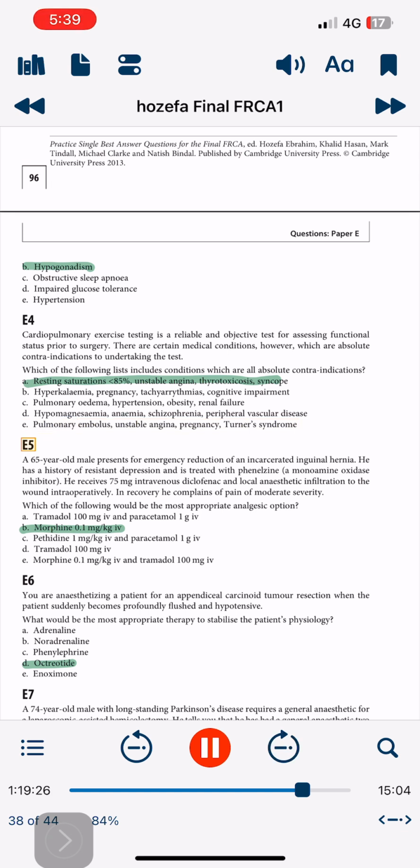E5. A 65-year-old male presents for emergency reduction of an incarcerated inguinal hernia. He has a history of resistant depression and is treated with phenelzine, a monoamine oxidase inhibitor. He receives 75 mg intravenous diclofenac and local anesthetic infiltration to the wound intraoperatively. In recovery he complains of pain of moderate severity. Which of the following would be the most appropriate analgesic option? Morphine 0.1 mg/kg I.V.